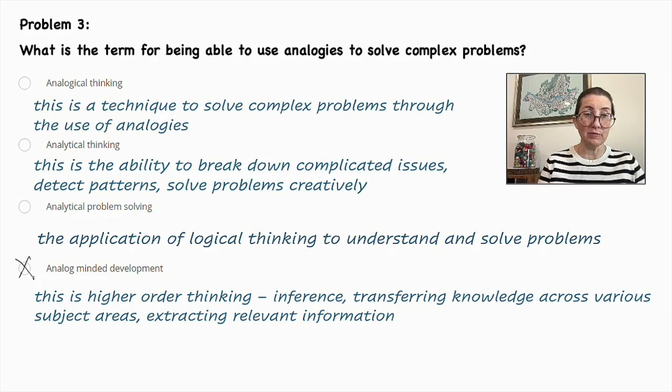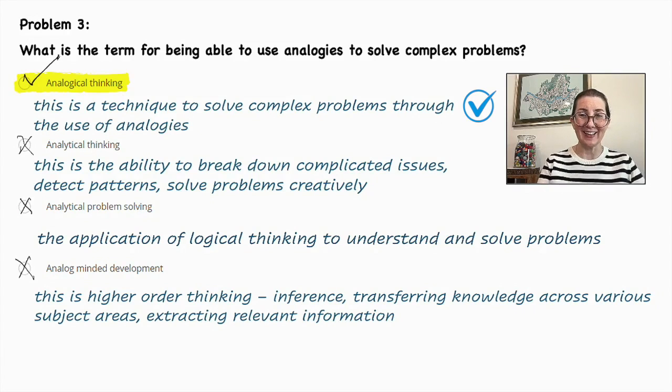Next, analytical problem solving. This is the application of logical thinking to understand and solve problems, so not the use of analogies. Analytical thinking. This is the ability to break down complicated issues, detect patterns, solve problems creatively, but not specifically through the use of analogies. So we can eliminate that one as well. Finally, we have analogical thinking. This is a technique to solve complex problems through the use of analogies. Analogies help provide new perspectives, insights, and solutions by comparing what may appear to be unrelated concepts. So, analogical thinking is indeed the correct answer here.